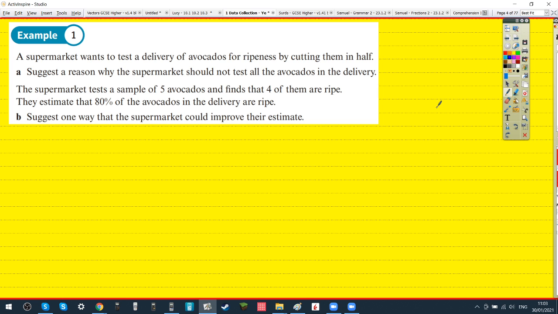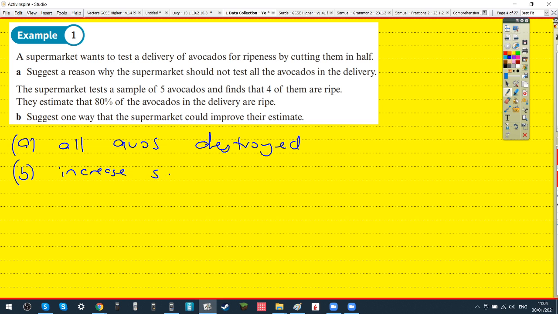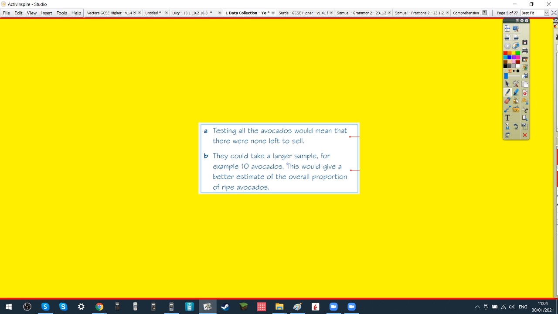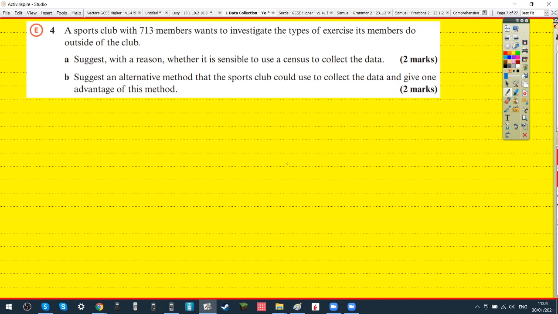Question 8 is because it would destroy all of the avocados. Yep, and B. They could double the amount of avocados they use. So instead of 5, they could use 10 for more accurate results. Increase the sample size. Great. For example, 2. Okay. All right. How about A?